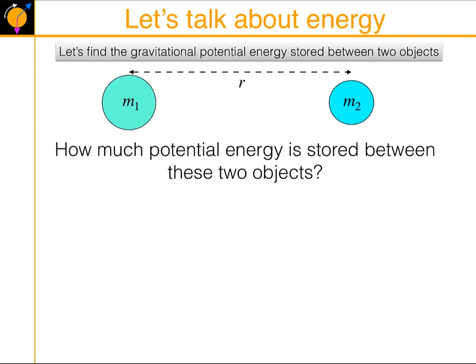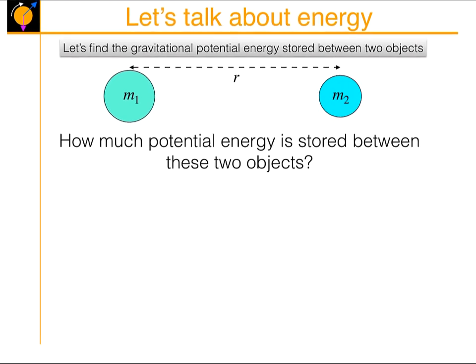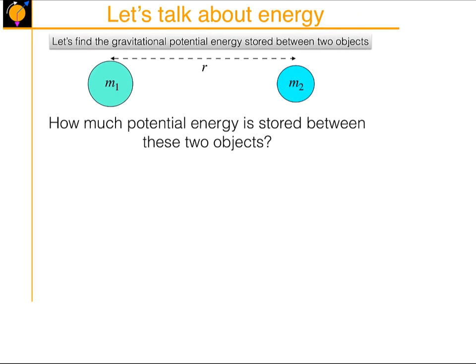What we want to do now is be able to write this in terms of energy. So let's find the potential energy stored between these two objects. This will help us solve energy type problems with Newton's universal law of gravitation. So let's say these two objects are originally separated by a distance r1, and I move the second one out to a distance r2, further out. So m2 here gets moved out here.